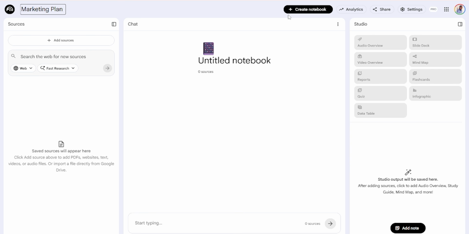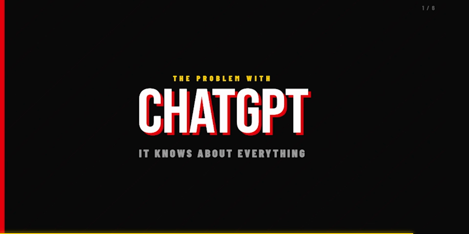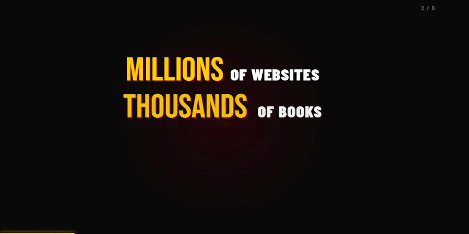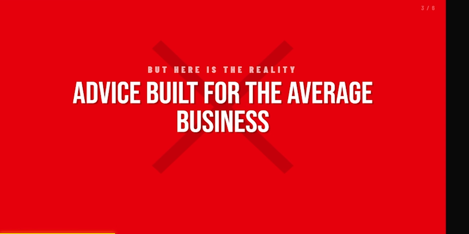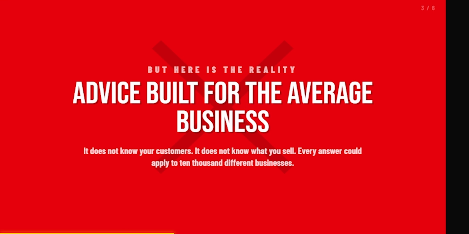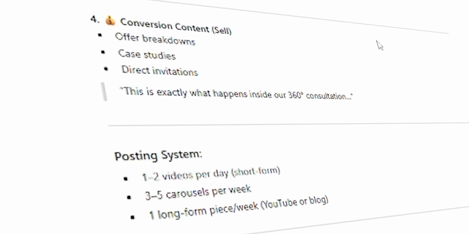That is your workspace. Now here is the thing that makes NotebookLM different from every other AI tool you have probably heard about. ChatGPT knows about everything. Millions of websites, thousands of books, billions of words of information. That sounds powerful. But when you ask ChatGPT to help with your marketing plan, it gives you advice built for the average business. It does not know your customers. It does not know what you sell or what has worked for you before. Every answer it gives you could apply to 10,000 different businesses.